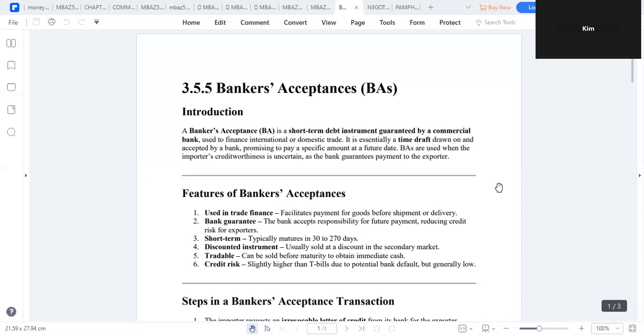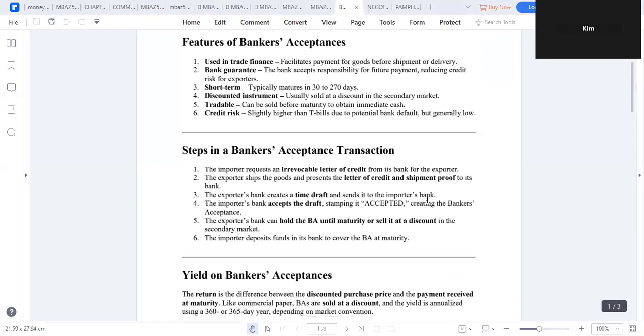Bankers' acceptances also are short-term in nature, ranging within 30 to 270 days. They are discounted instruments that are usually sold at a discount in the secondary market. So these are tradable and can be sold before maturity to obtain immediate cash. Yields on bankers' acceptances are slightly higher than treasury bills due to potential bank default, but are generally low.